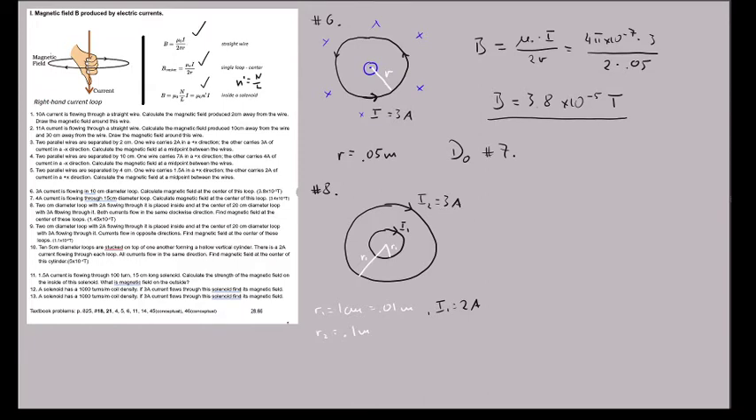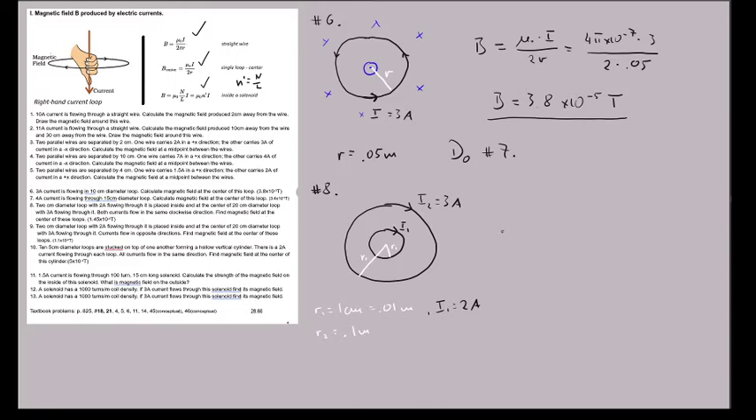Let's make sure we have the numbers right. Yeah, okay. So 2 amps is on the inside, and I have 3 amps on the outside. It's 20 centimeters, so 10 centimeters for the radius, and 2 centimeters, 1 centimeter. That's good. Find the magnetic field at the center.